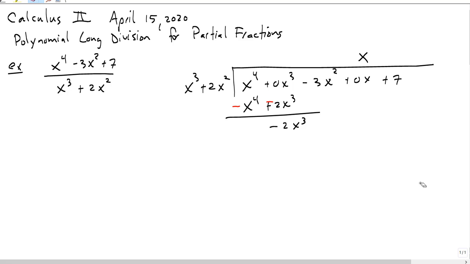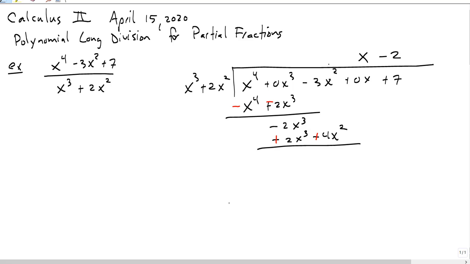Now, we can still go one more step. We can say x cubed times what is negative 2x cubed? That would be negative 2. X cubed times negative 2 is negative 2x cubed, and 2x squared times negative 2 is minus 4x squared. And again, I change the signs. I change both of these negatives into positives, and then I add. Changing the sign of something and adding is the same thing as subtracting. Negative 2x cubed plus 2x cubed is gone, and this is a plus 4x squared.